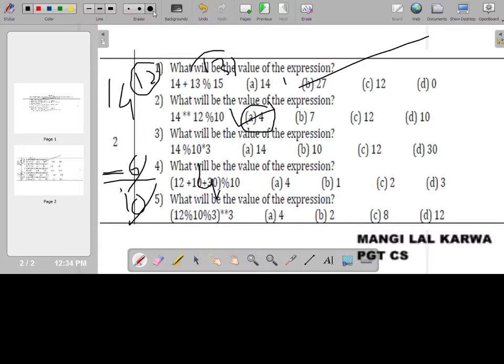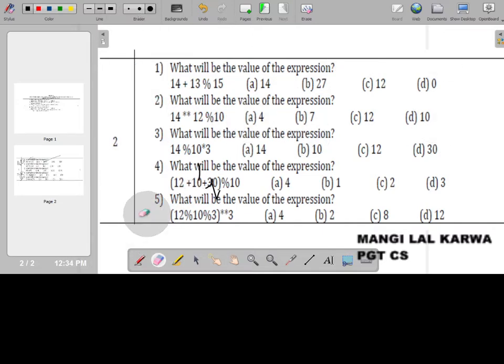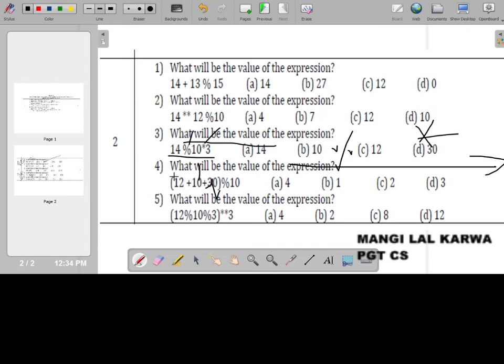Right. So our next question is, what will be the value of the expression 14 modulus 10 times 3? Now these are modulus and multiplication, both are having same precedence, so we will go from left to right. 14 divided by 10, what will be the remainder? That is 4 into 3, that will be 12. So answer will be 12.